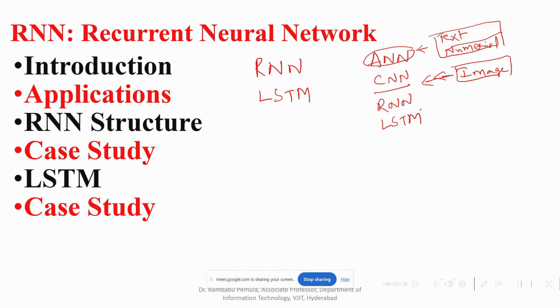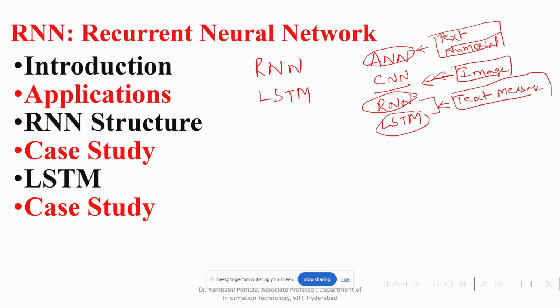Now we are going to see the RNN and LSTM. All these things are based on text messages. If it is in the form of time series data, based on time series data or text messages, we are going to work on the recurrent neural network and the long short-term memory networks. They are the two advanced concepts of the ANN.